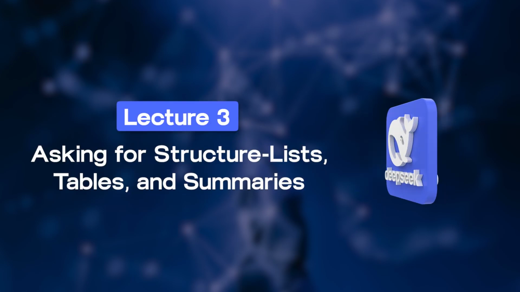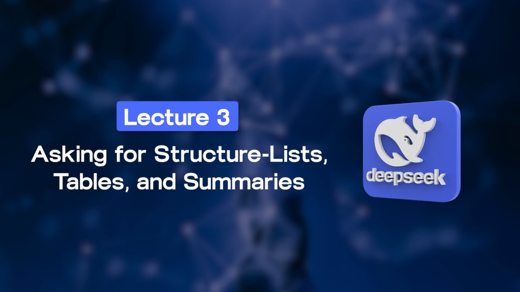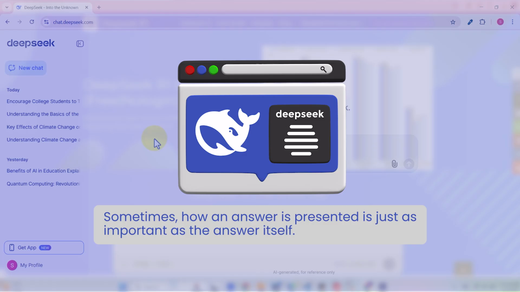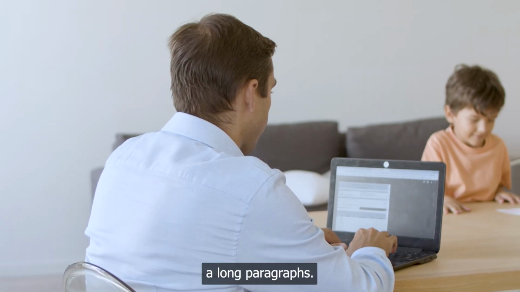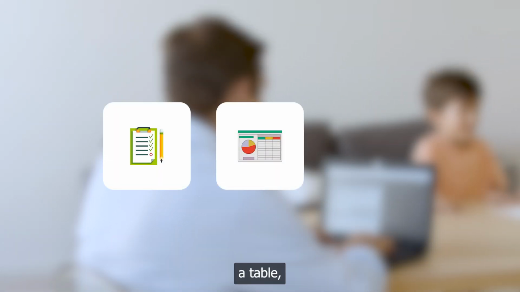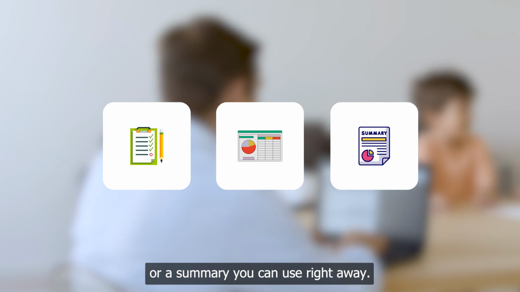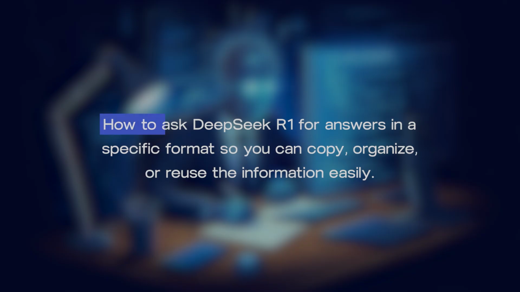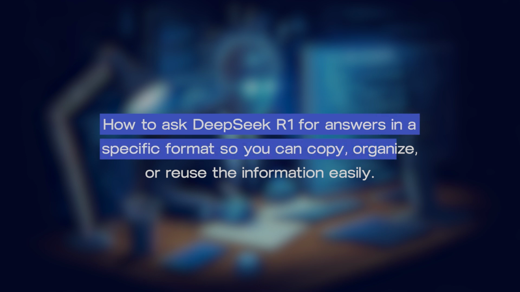Lecture 3. Asking for structure, lists, tables, and summaries. Sometimes how an answer is presented is just as important as the answer itself. You don't always want a long paragraph. You might need a list, a table, or a summary you can use right away. In this lecture, you will learn how to ask DeepSeek R1 for answers in a specific format, so you can copy, organize, or reuse the information easily.